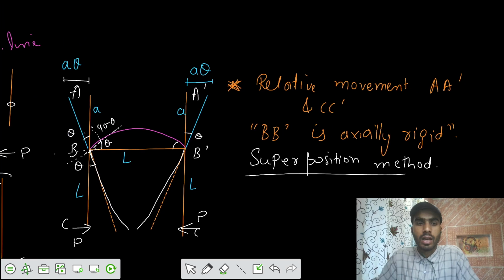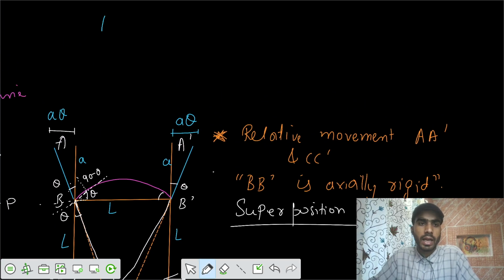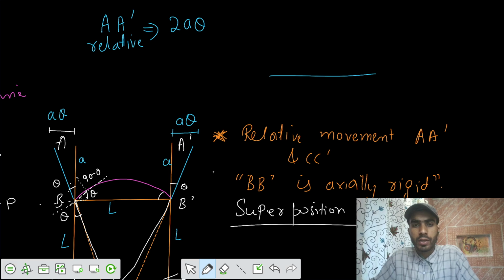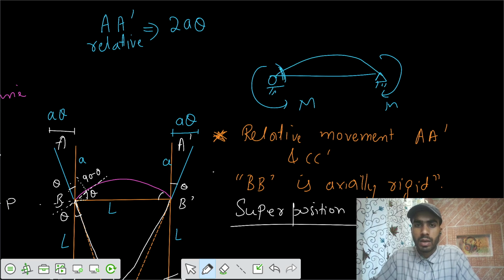So finally, we can say how much deflection, how much relative movement of A dash is there. That's equal to 2A theta. Relative movement of A dash is equal to 2A theta. Now you need to get the value of theta. For theta, think of it as a simply supported beam with two concentrated moments at the ends. So we know that the deflection value at this part would be ML by 2EI. So we can write 2 into A into theta. Theta we can write as the value of theta is ML by 2EI.